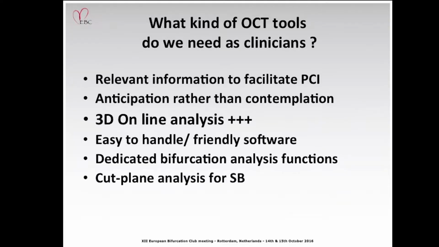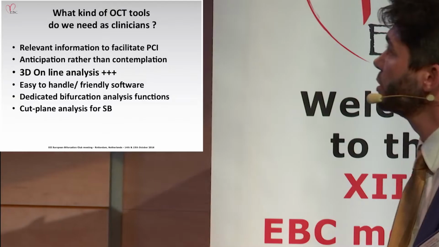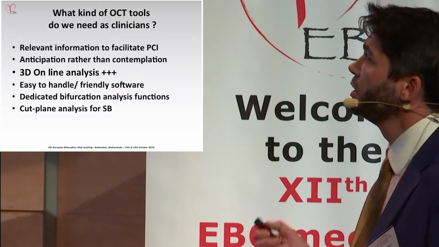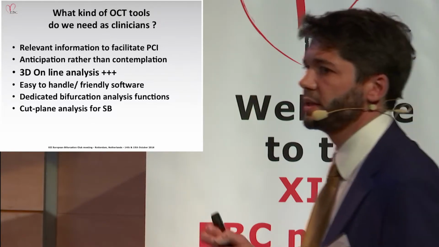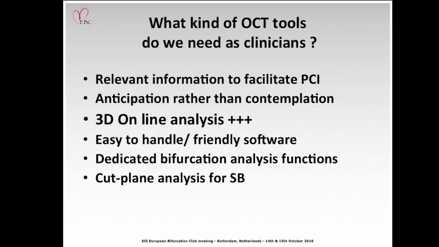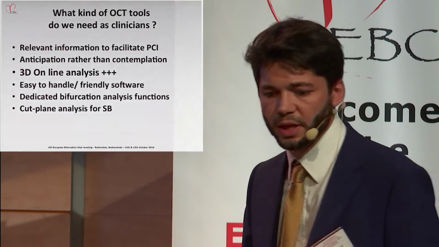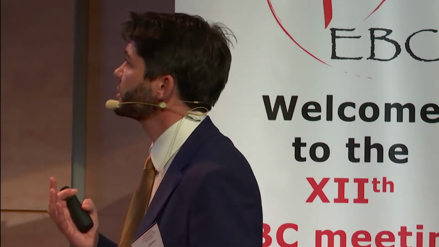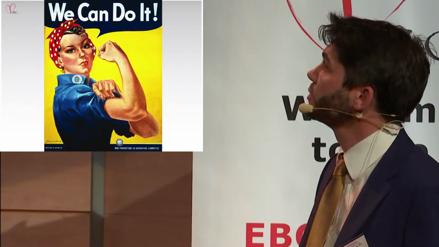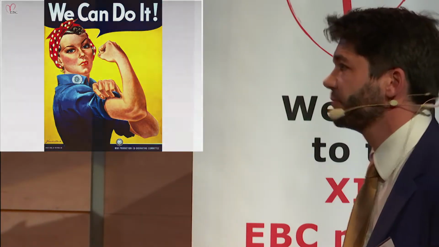What kind of OCT tools do we need as clinicians? Of course, we need relevant information to facilitate PCI. And we have now to be able to anticipate the complication rather than contemplate a result. So that's why the 3D online analysis is something that, in my opinion, is mandatory, with an easy-to-handle, friendly software and some dedicated bifurcation analysis functions, and potentially also some cut plane analysis for the side branch. And the good news is that this software is now available on the Abbott system. And I think the future will help us to improve our results. So that's why I think that we can do it. Thank you very much.